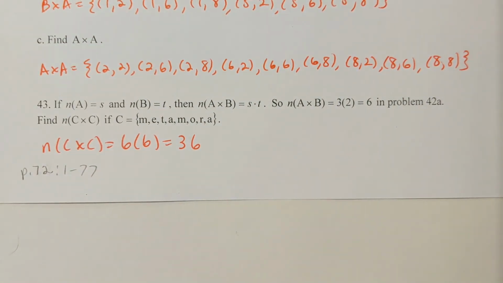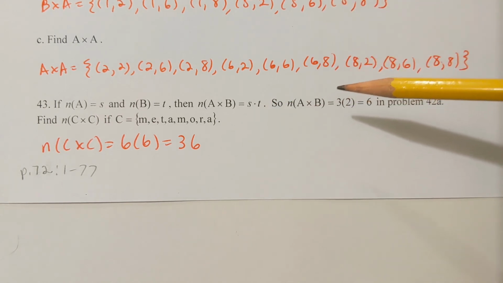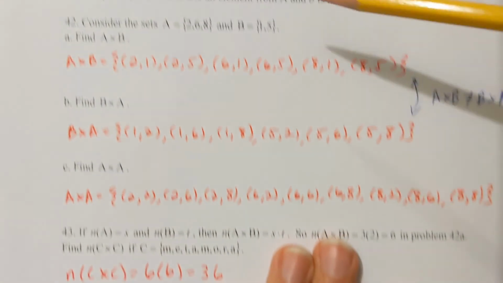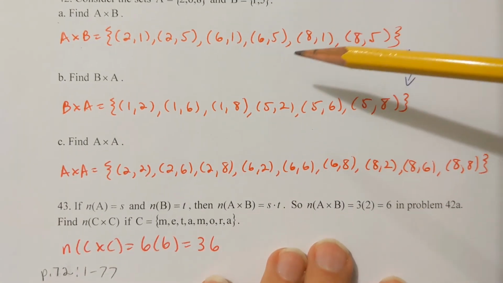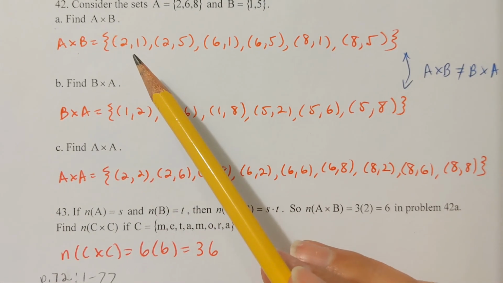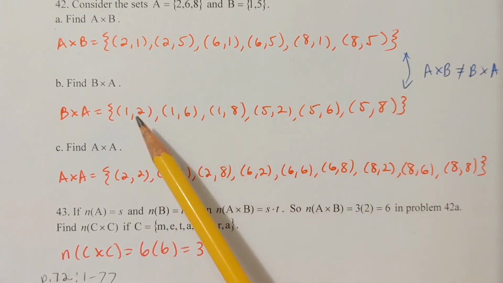Problem 43 says that if the cardinality of A is S and the cardinality of B is T, then the cardinality of A cross B is S times T. Okay, so cross product means multiply. So if you got 3 things in A and 2 things in B, the cardinality of A cross B is 3 times 2, which is 6. From problem 42 part B, there should be 6 elements listed here. Yeah, that's true.